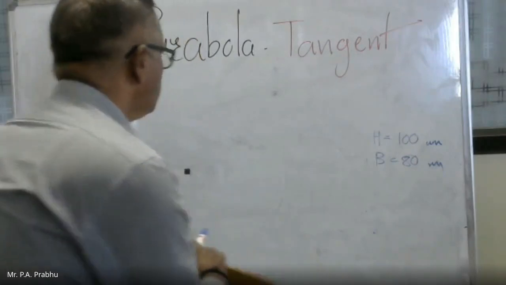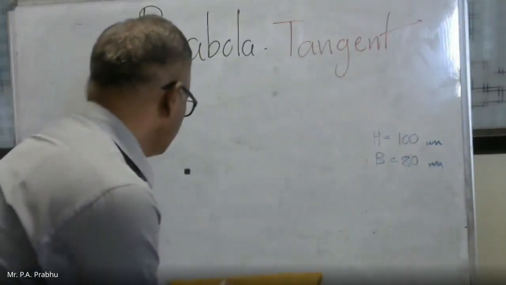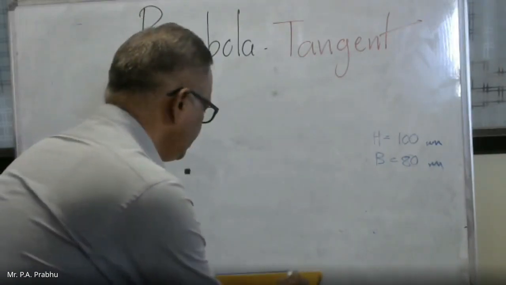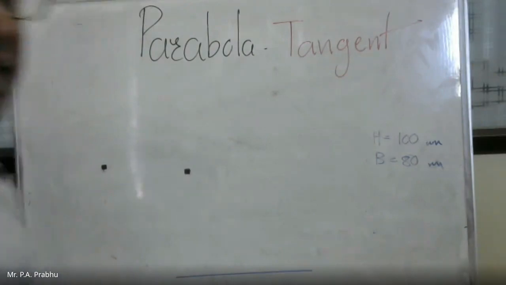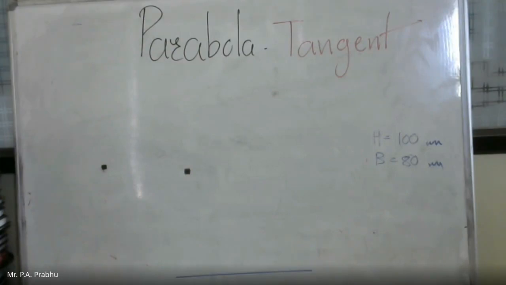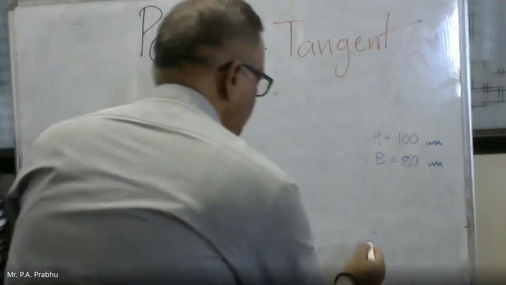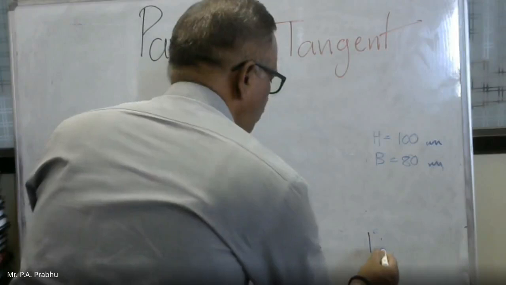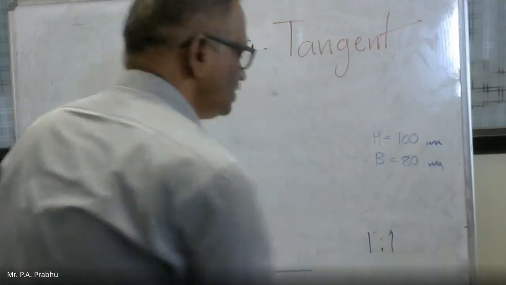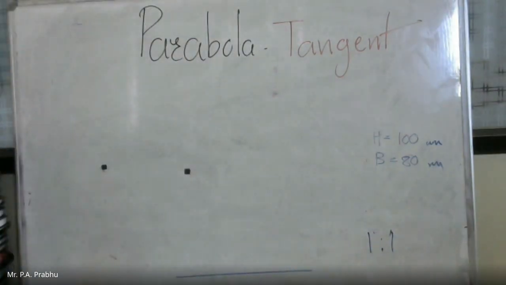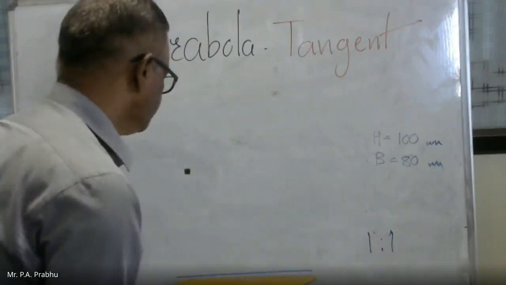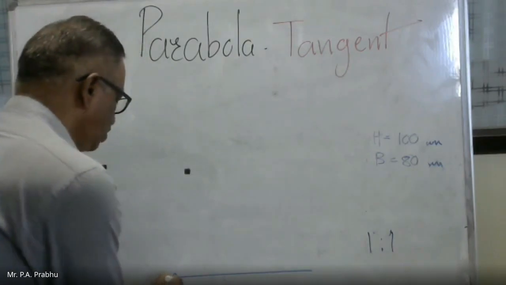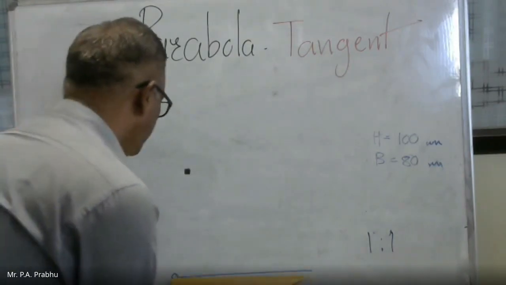So first draw a horizontal line of ATM. Here we have to convert. If a distance is given in millimeter, kilometer, or meters, we have to use the scale. In that scale, take 1 mm of your drawing equal to 1 meter or 1 kilometer, whatever dimensions are given. So now the base is 80 meter. So first mark the horizontal line of 80 meter.